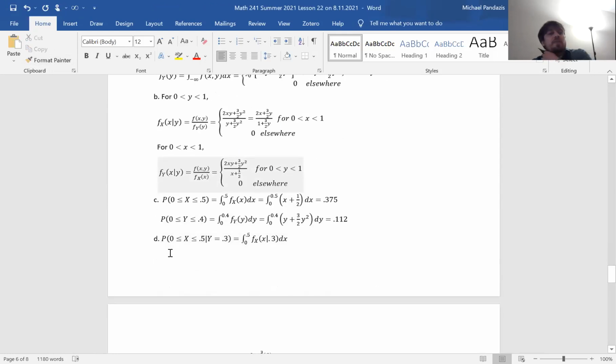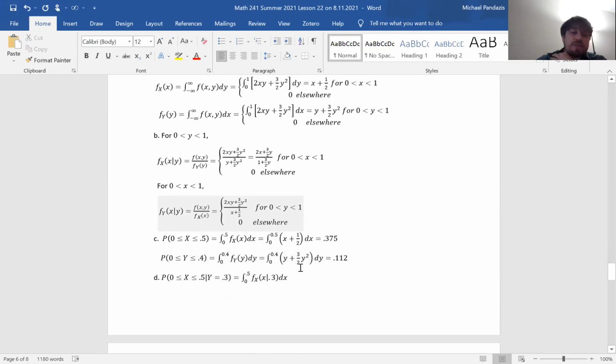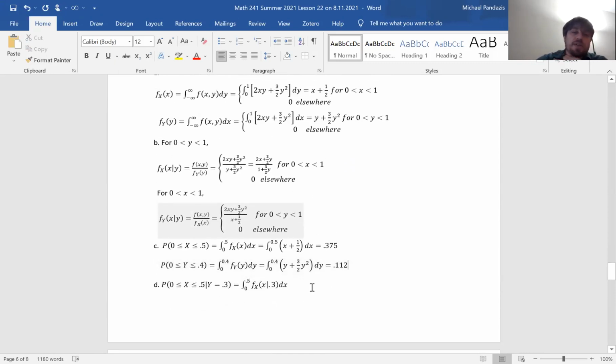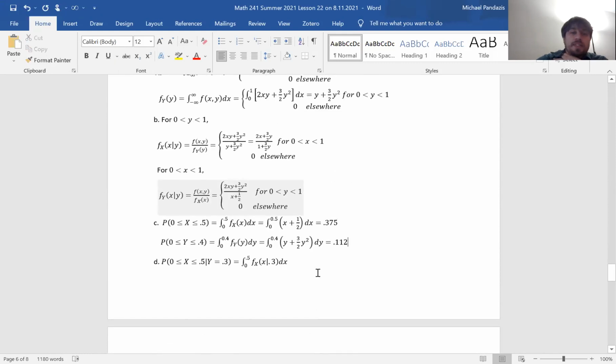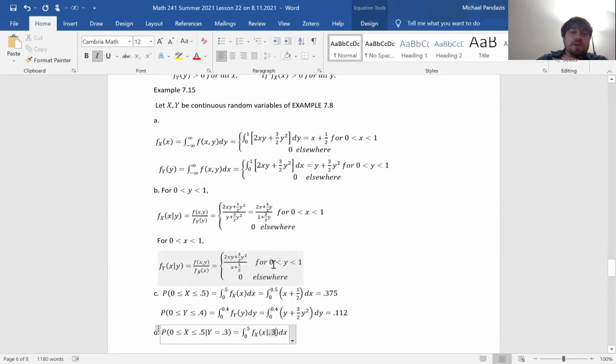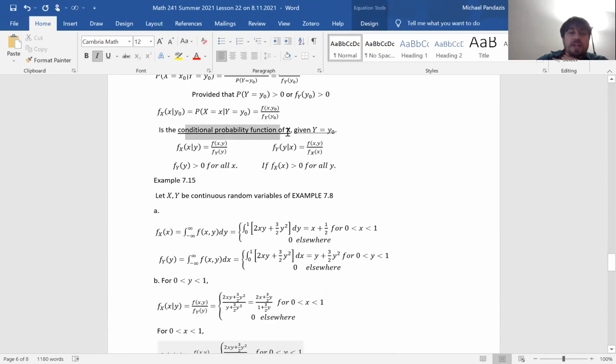And for D, you want to find the probability x is between 0 and 0.5 given y is equal to 0.3. And so now here, when you do this integral, you're going to integrate from 0 to 0.5 of the conditional probability function of x given y equals y naught.